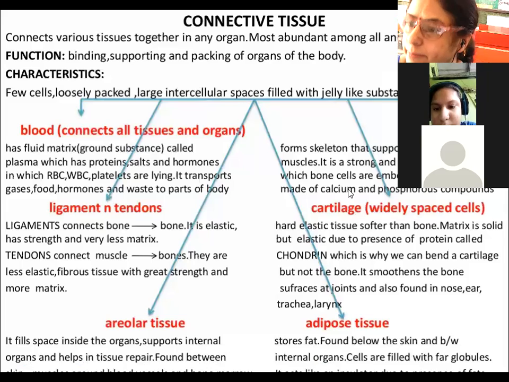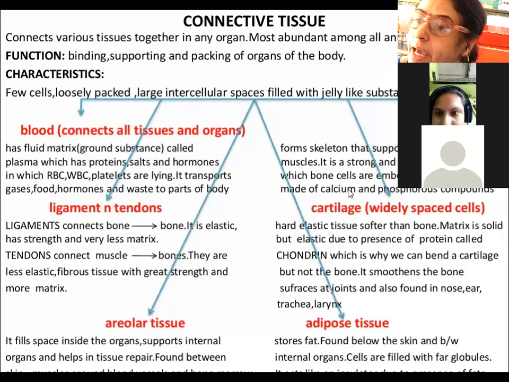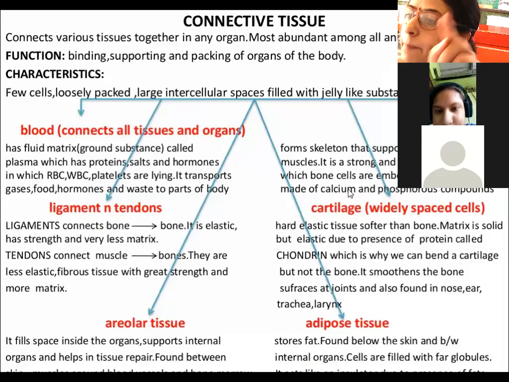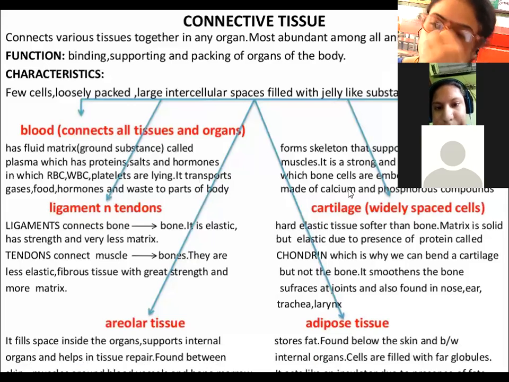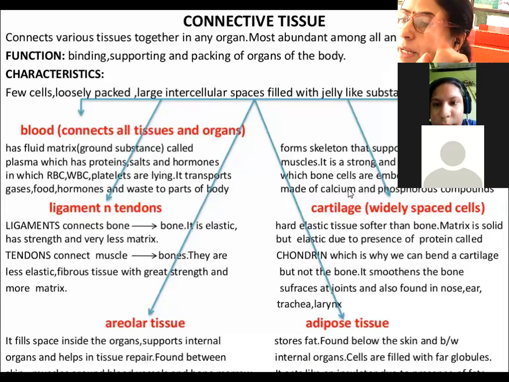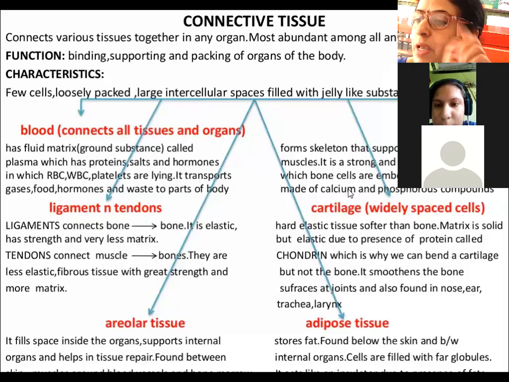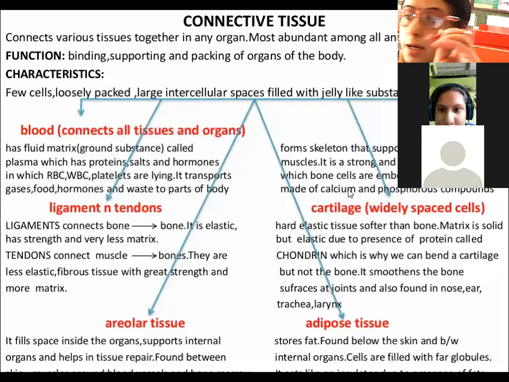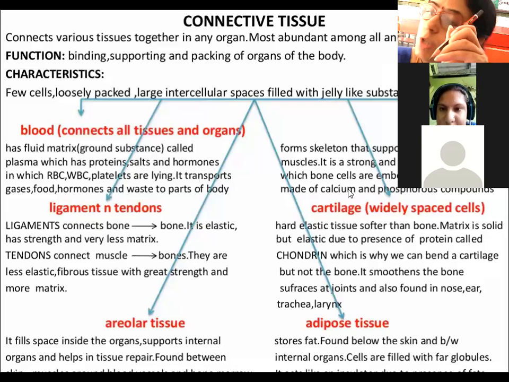What is it called? Lymph. L-Y-M-P-H. Along with the blood, there is one more tissue which is called lymph. It is a colorless tissue, right? What is the color of the blood? Red. Blood has red color because of the presence of RBC.